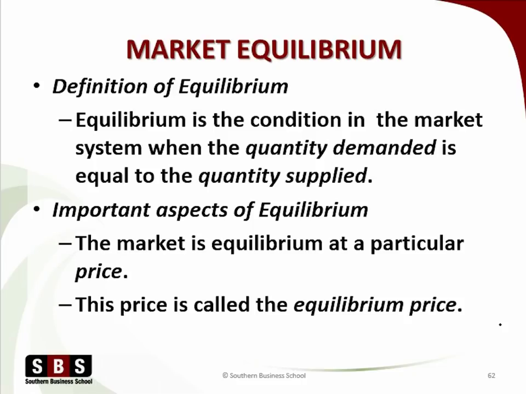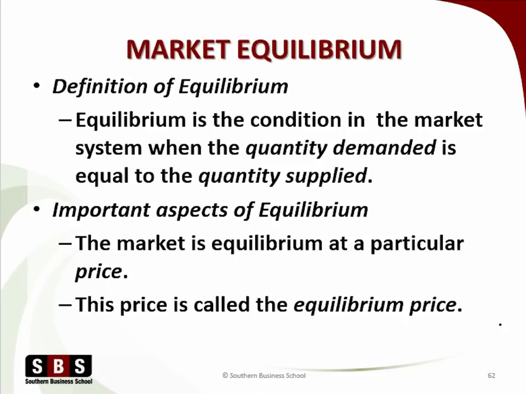Okay, so the definition of equilibrium: it's the condition in the market system when the quantity demanded is equal to the quantity supplied. So if you get the equation and it talks about equilibrium, then you equal those two and then you just work out the math around it. It's not difficult. Work through that last page. See that you can do that. If you can't do that, come back to me and I'll help you a bit more.